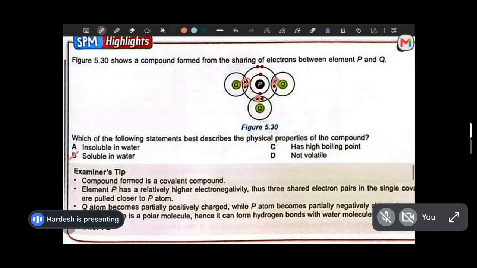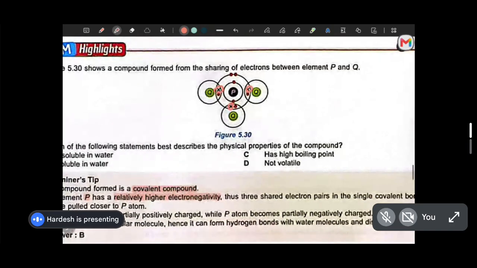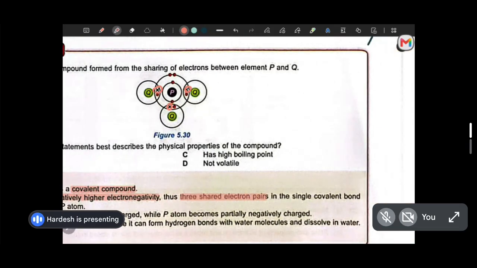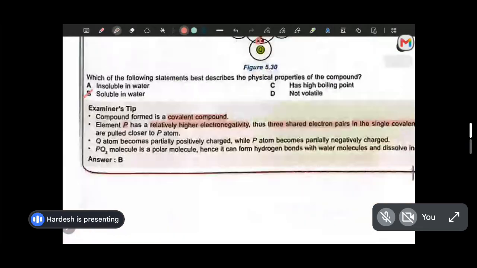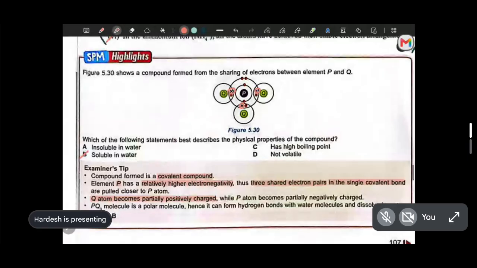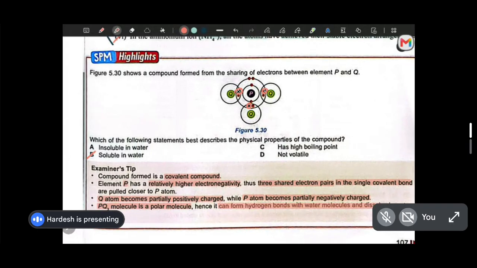Okay, why? Because compound PQ is a covalent compound. Now, when it's covalent, that means element P has relatively higher electronegativity. That's why, what do you call that? Non-metal. Non-metal is always more electronegative. Okay, shared 3 pairs of electrons in the single covalent bond. Q atom is partially positively charged, P atom is partially negatively charged. So this is a polar molecule, can form hydrogen bonds with water.